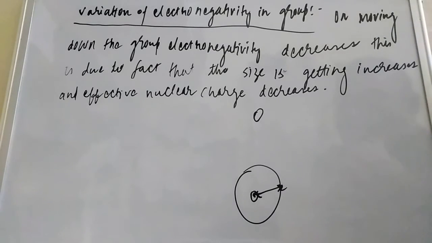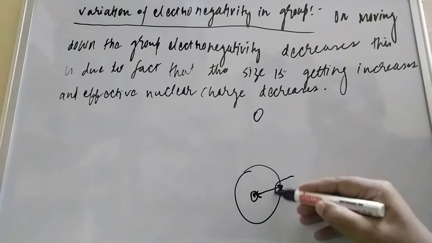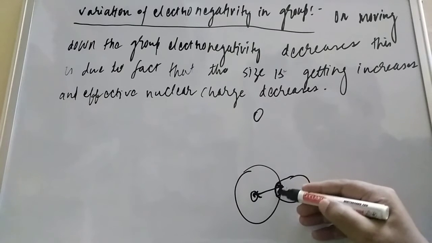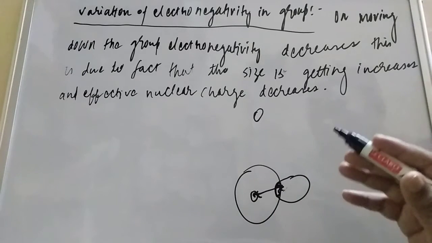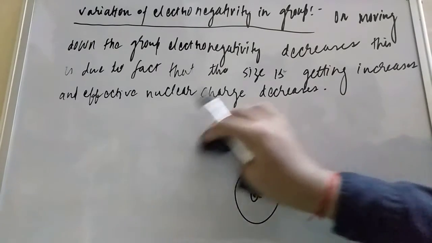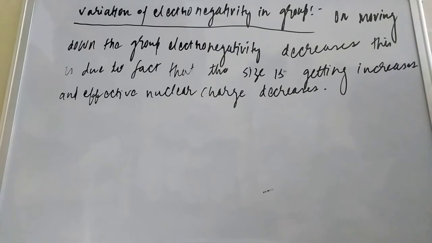What is happening here, students? It means that in a covalent bond, the tendency of the electronegative atom to attract the electron pair will decrease. So that is the simple relation. When you are moving down the group, size is increasing, and if the size is increasing, the electronegativity will decrease.